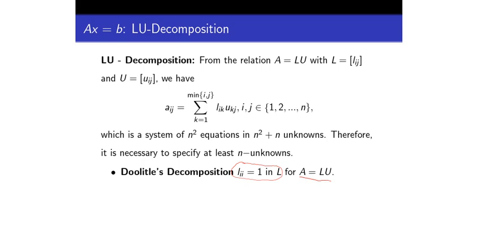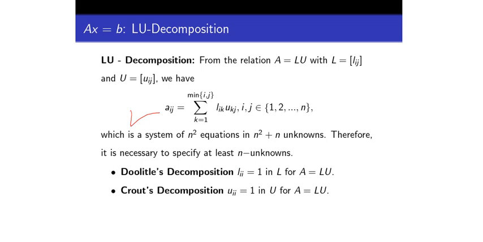The question now is, what if instead of Lii equals 1, you choose Uii equals 1? That is known as Crout's decomposition. Instead of fixing the lower triangular diagonal entries equal to 1, you fix the diagonal entries of the upper triangular matrix equal to 1, and then you solve and find the other unknowns from the equations.